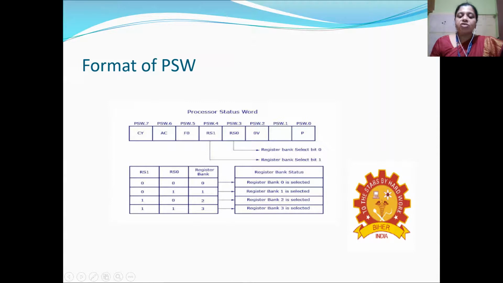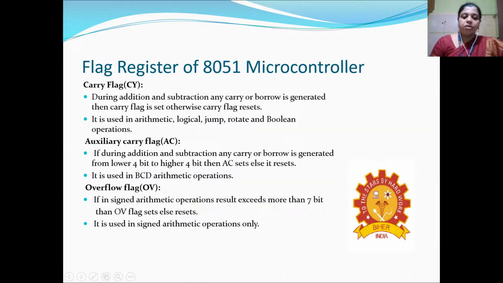For RS1 and RS0, if it is 0, 0, register bank 0 is selected. If it is 0, 1, register bank 1 is selected. 1, 0 means register bank 2, and 1, 1 means register bank 3 is selected. So we will discuss these flags.